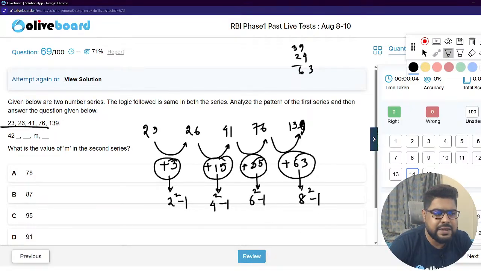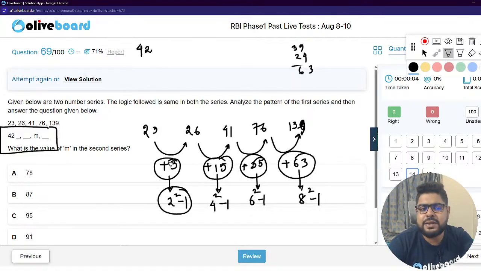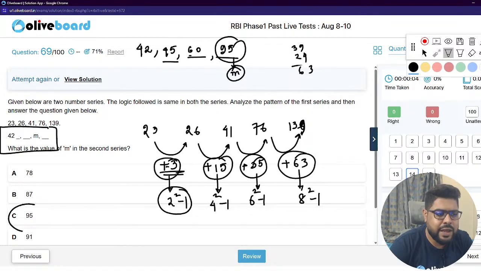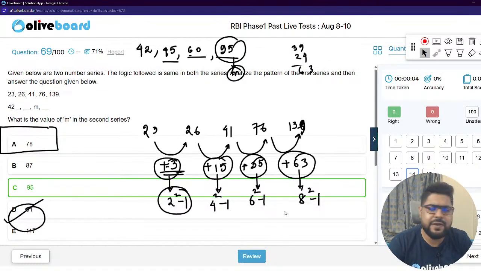The second series will follow the same pattern. So 42, then 2 square minus 1, meaning plus 3 I'll do. So meaning next will be 45. Next will be plus 15, 4 square minus 1. Plus 15 meaning 60. Next will be plus 35 meaning 95. So that is what M is. Look, M is after two gaps. So M will be 95. M value will be 95. Very simple.